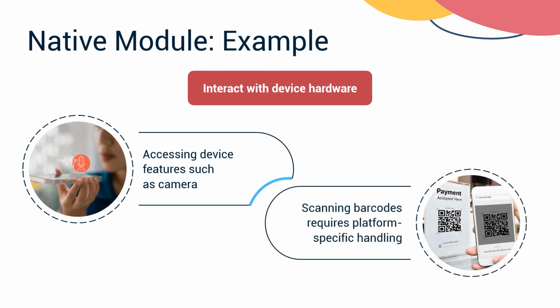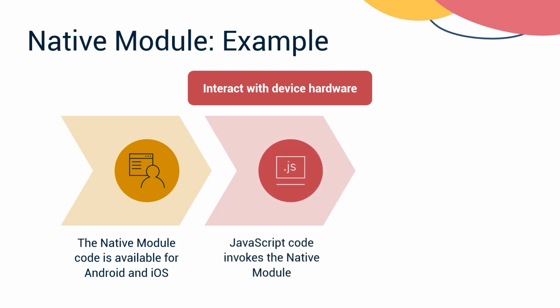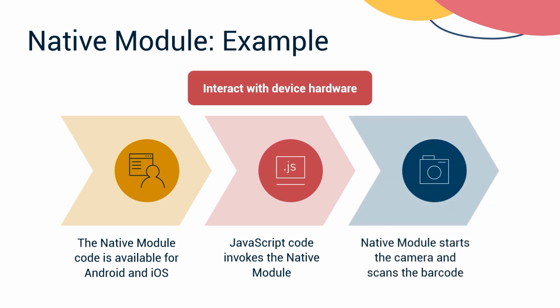Consider an example where you want your app to allow users to scan barcodes using the device's camera. Barcode scanning involves accessing the camera, capturing the image data, and decoding the barcode, which requires platform-specific handling. For this, native module code written in Java for Android and Swift for iOS is already available to manage camera access, process the image data, and decode the barcode. On the JavaScript side of the code, you would need to call a function like scanBarcode, which will invoke the native module to start the camera and scan the barcode.